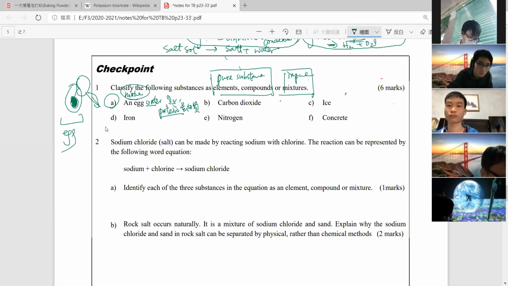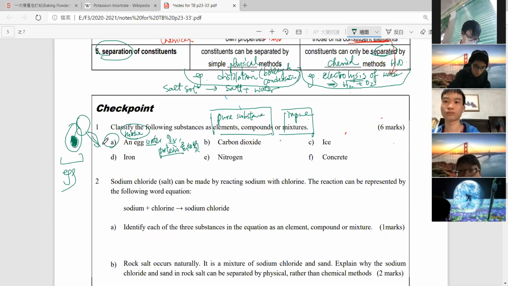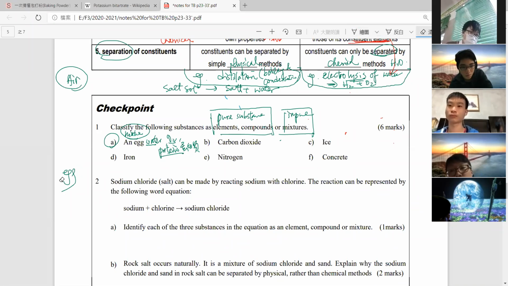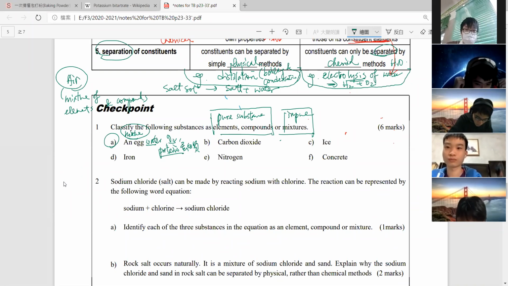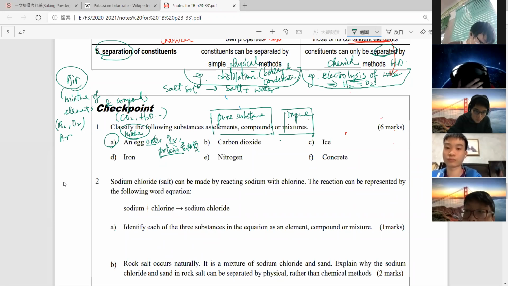Remember, what you are doing is taking a closer look inside. Now, I'll give you another example. Is air a mixture, element, or compound? The answer is, yep, it's a mixture. It's a mixture of what? Nitrogen. Elements and compounds. Why do I say elements and compounds? You can make a distinction. Elements refer to nitrogen gas, oxygen gas, argon. How about compounds? Carbon dioxide, yep, water vapor, etc. All those are compounds.